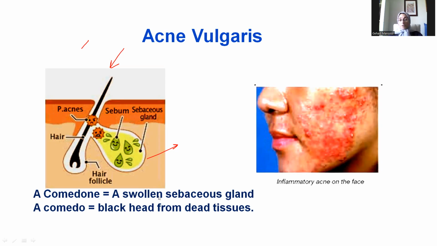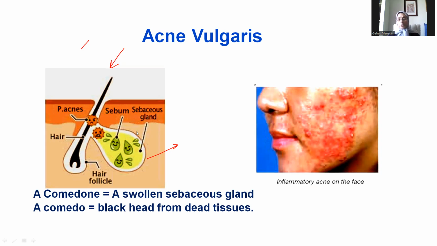You can just remind yourself with this N: a comedone is a swollen sebaceous gland, whereas a comedo is the blackhead that appears sometimes when you scratch and cause a lot of injury here, and then it heals by forming healing tissue. The severe inflammation might cause the comedo. So the comedo is a blackhead on top of the sebaceous gland, and it is nothing but dead tissue because of the repeated inflammation.